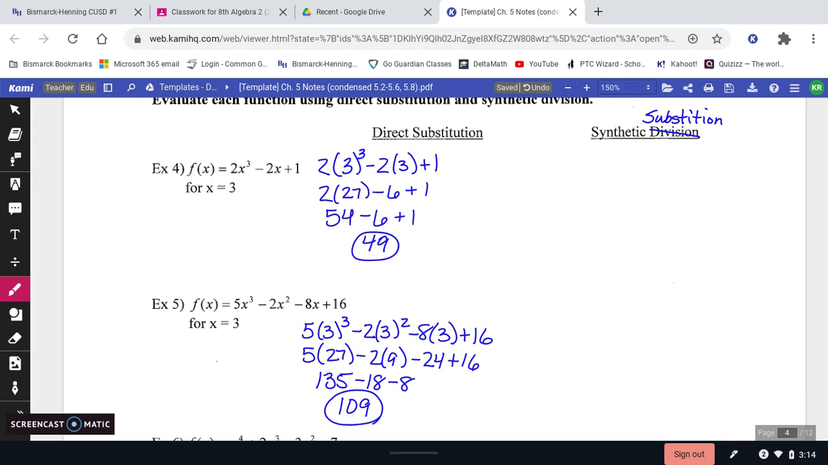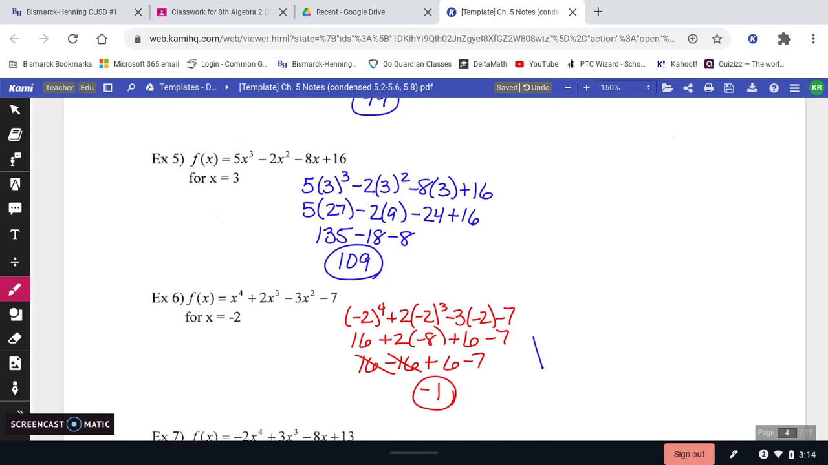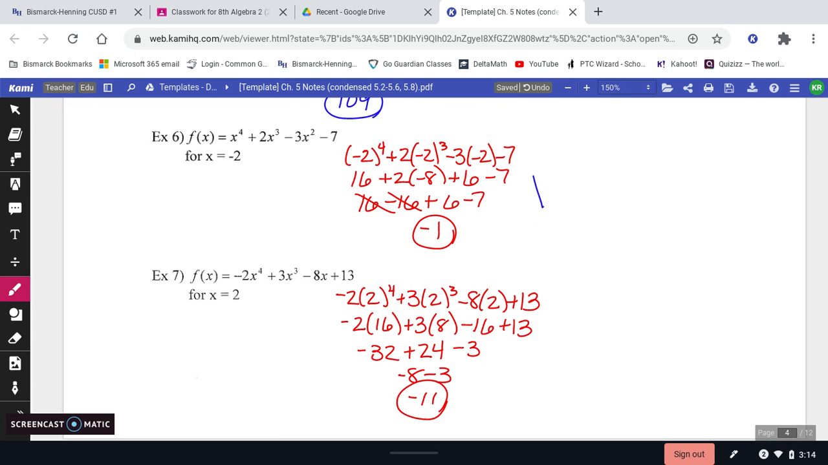Then you can pause the video and you can do these other couple, 6 and 7. So I went ahead and did those, -1 and -11. Okay, so that's direct substitution. You all know how to do that.